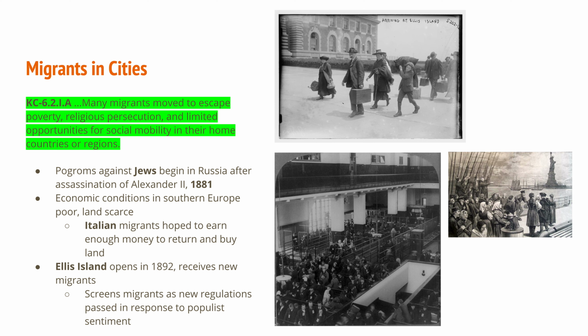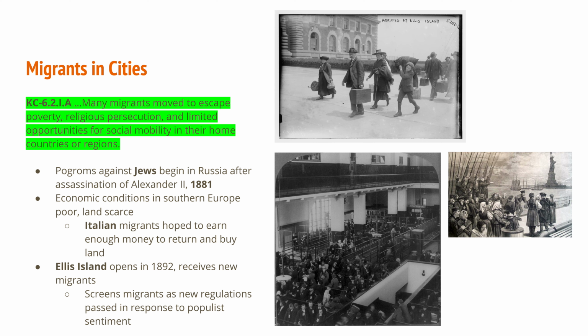The economic conditions in Southern Europe were poor and land was scarce. Italian immigrants who were looking to buy their own piece of land at home did not have the resources, so they would come to the United States, save money or send money back in remittances, and then allow their family to buy that piece of property. So a lot of immigrants who came to the United States had every intention of returning.